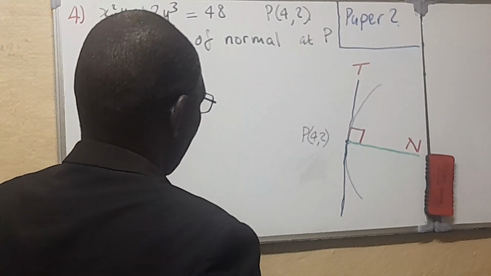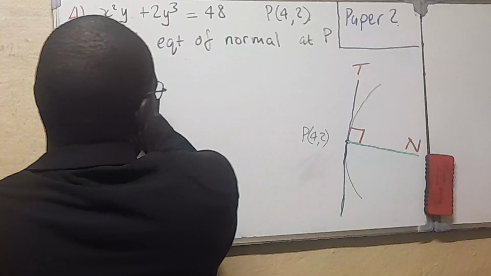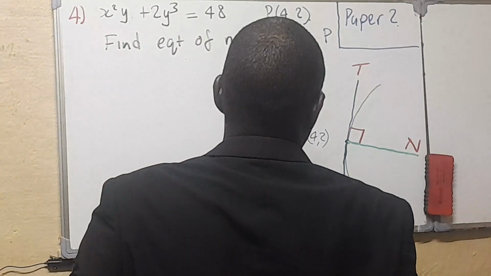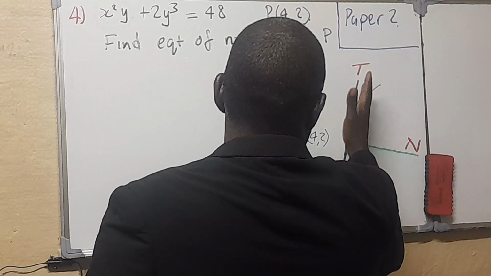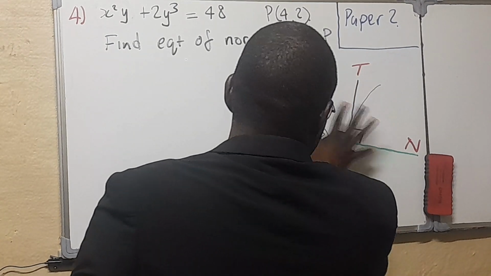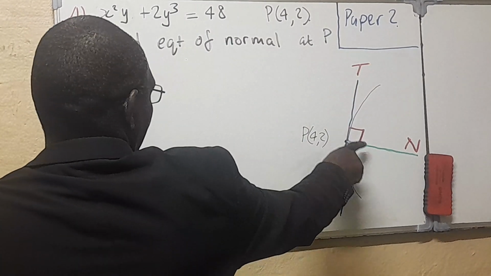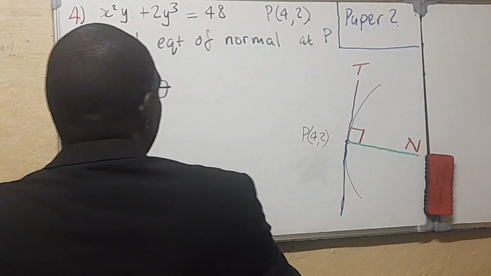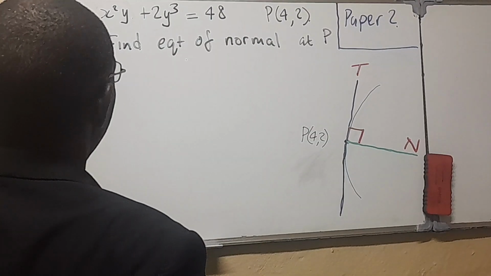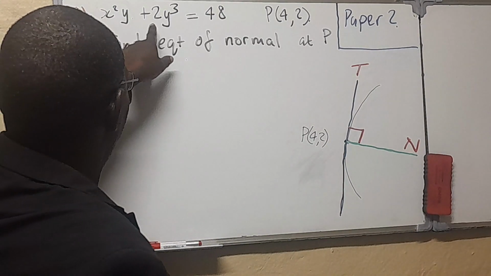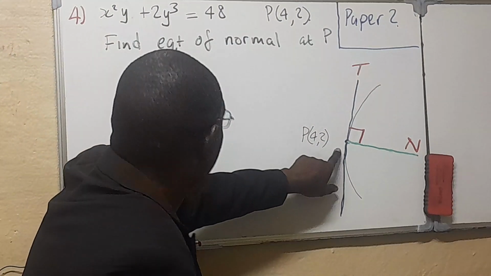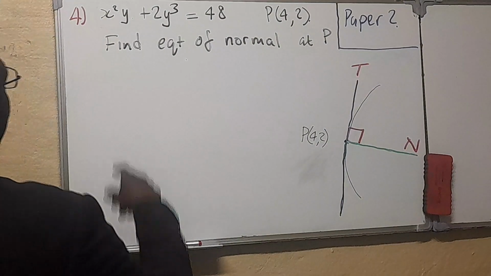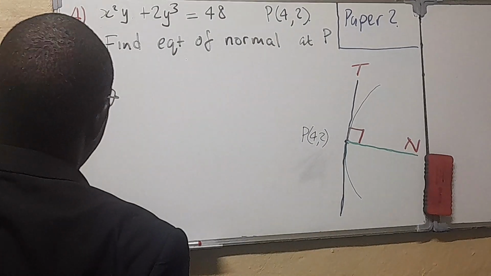Now, why are we going through finding the tangent when the question says we must find the normal? This is what we need to do. First of all, we want to find the gradient of the tangent, and from the gradient of the tangent, we will be able to find the gradient of the normal. But what is the gradient of the tangent? It is given by the value of the gradient function at the point P. So let's differentiate this with respect to x.